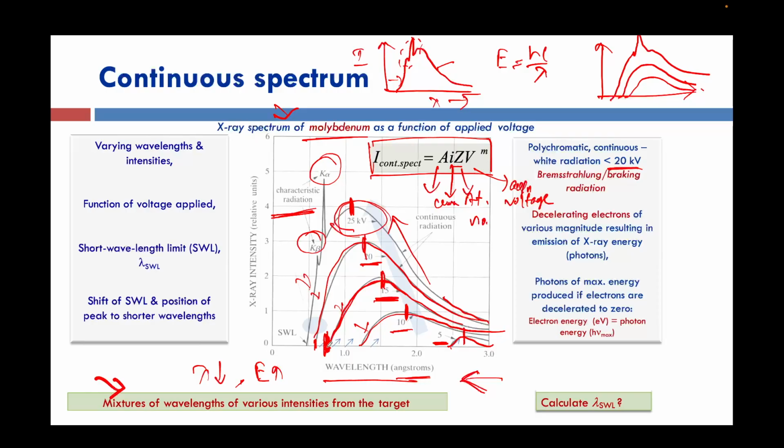Whether this energy is sufficient to knock out a molybdenum K shell electron or not is a different story, and what we have seen experimentally is that it will not be able to knock out the molybdenum K shell electron. However, this is the maximum energy that an electron can give with an accelerating potential of 15 kilovolt.